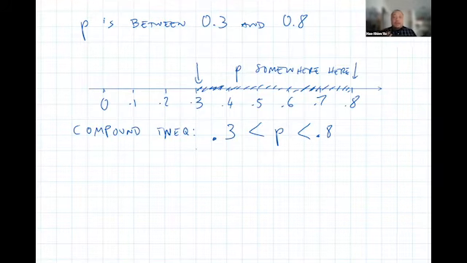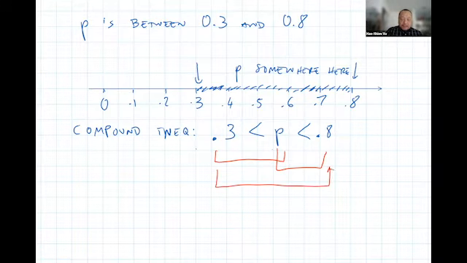When you write a compound inequality, you have to pay attention that it has to make sense all the way through. In this case, we see that this part here is true, that 0.3 is less than p. This part here is also true, that p is less than 0.8. And this part here, all the way from the 0.3 to the 0.8, must also be true. 0.3 must be less than 0.8.